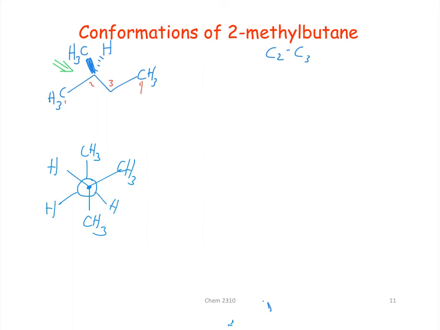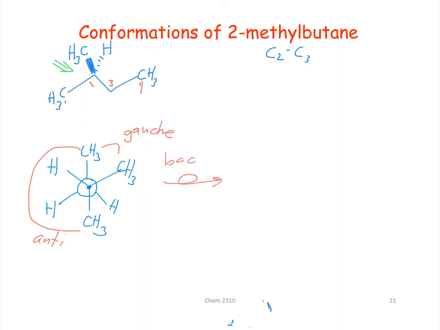Notice that if we look at the methyl groups on the back carbon relative to the ones in the front, we have one pair which is gauche, and one pair which is anti. Is this the only possible staggered conformation? Let's do another staggered conformation. We would rotate the one in the back by 120 degrees.